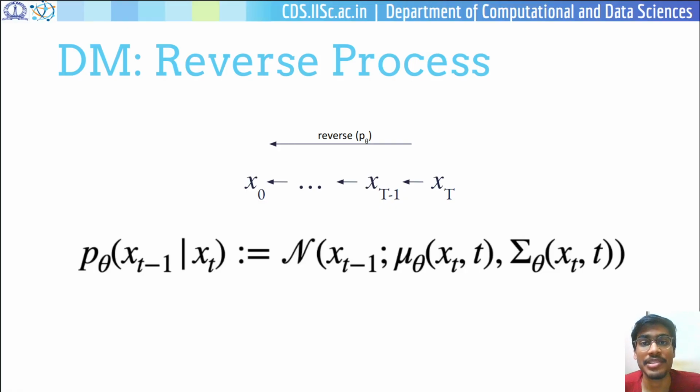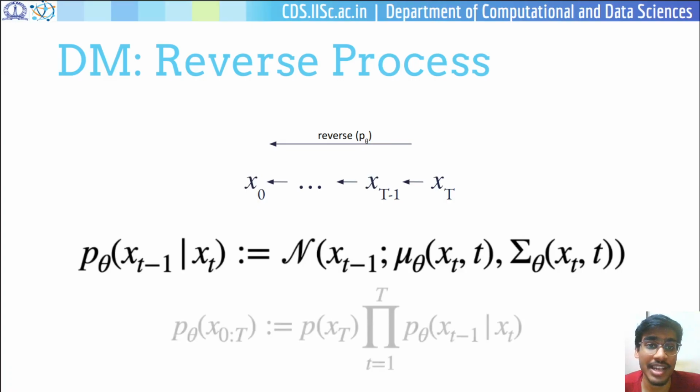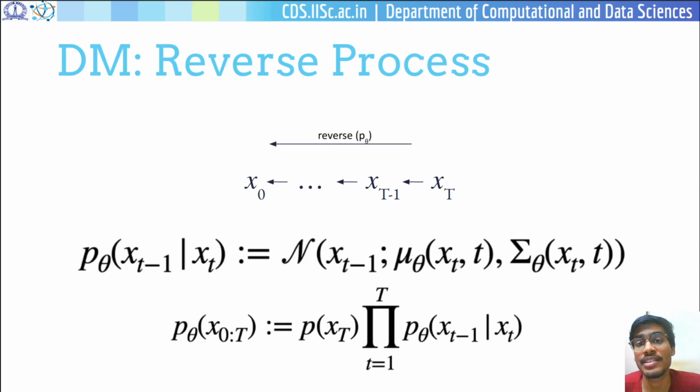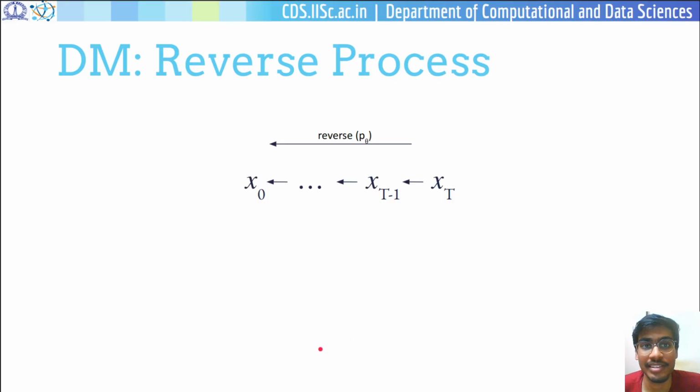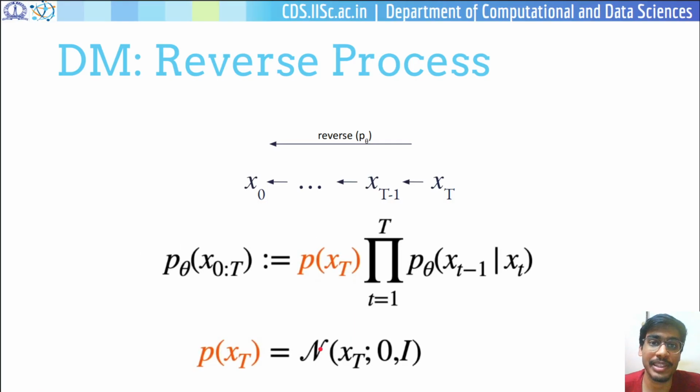Like the forward process, the reverse process is also set up like a Markov chain, and we can write out the joint probability of the sequence of samples as a product of conditionals and marginal probability of x big T. But what is P of x big T here exactly? We had defined Q of x big T, right? Any guesses? It is the same as Q of x big T, that is the standard normal distribution.